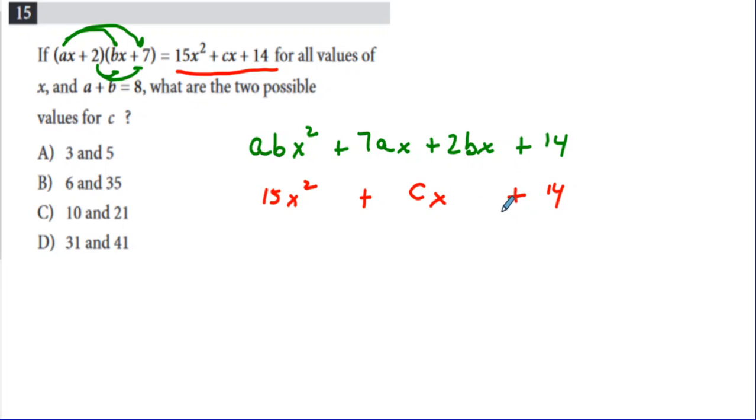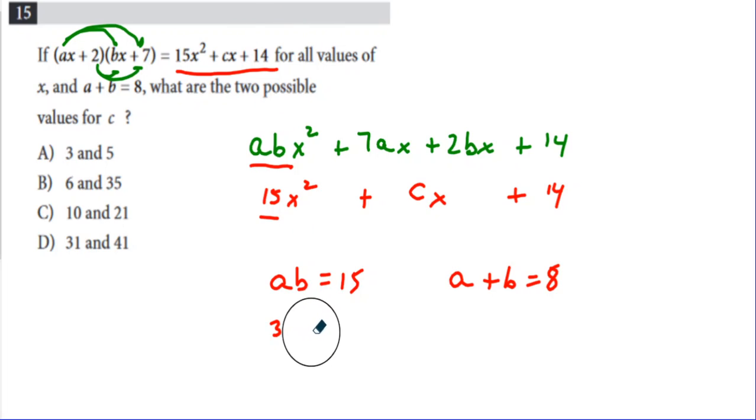So I can draw some conclusions from this. The first one is that a times b should be 15. And if I add together these expressions, I'm going to get what c is. So they're asking, what are the possible values for c? Well, I know that a plus b has to be equal to 8, and I know that a times b has to be equal to 15. So let's think about this. What multiplies to 15? Well, it looks like 3 times 5.